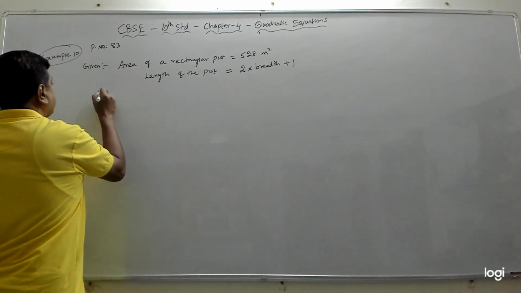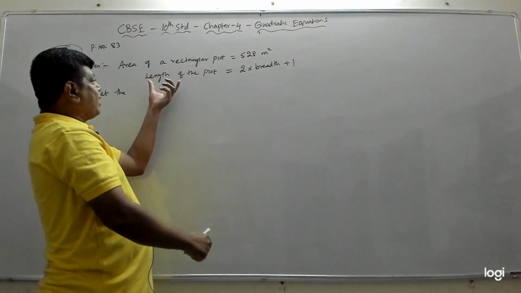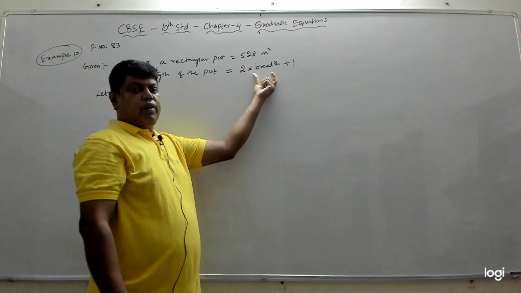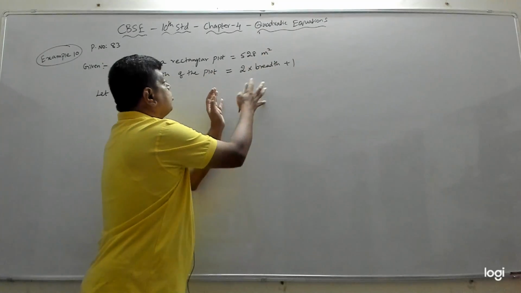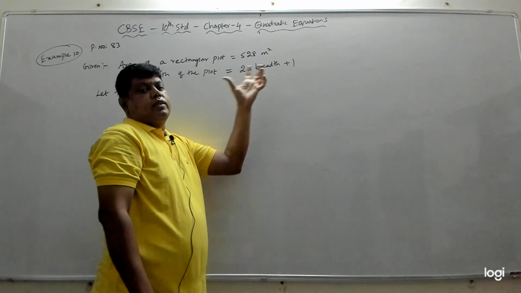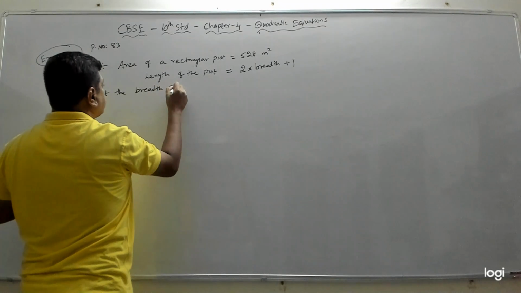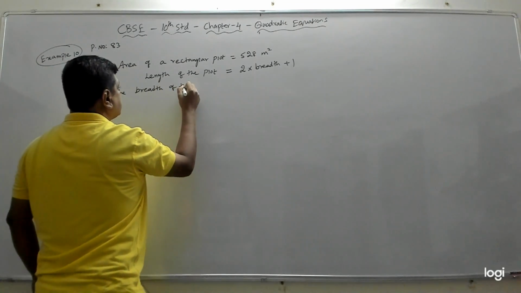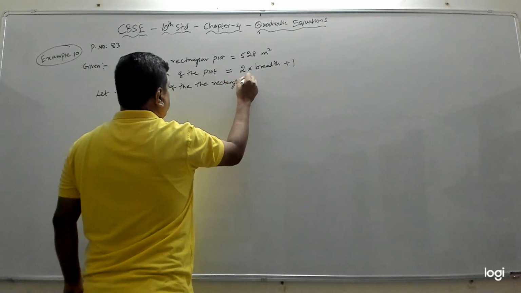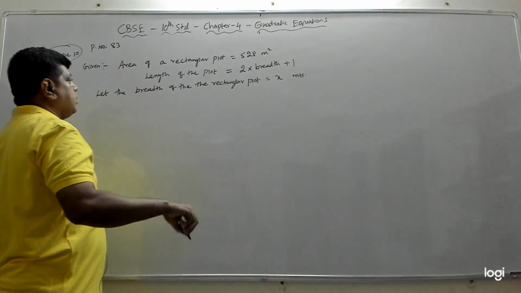So we will assume, not the length as x, but the breadth as x, because your length is given in terms of breadth. Whenever something is equal to 2 times of something, we generally take that as x. So we'll say let the breadth of the rectangular plot be equal to x meters.